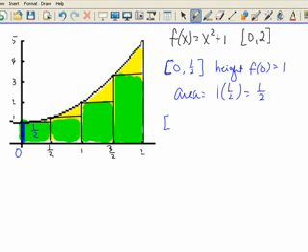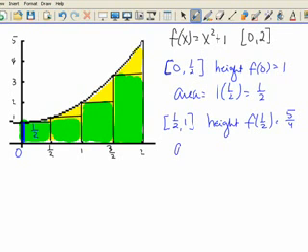And then I do the same kind of thing for the second rectangle. The second interval from 1/2 to 1. Using the left endpoint, which is 1/2, I find the height. So height is f of 1/2. 1/2 squared is 1/4. Add 1 to that, you've got 5/4. So the area of that rectangle is 5/4 times 1/2, or 5/8.